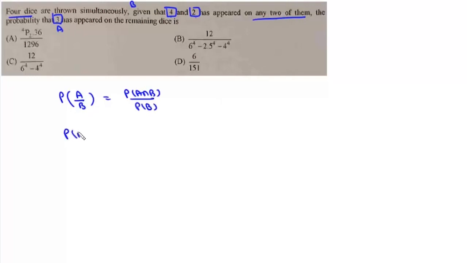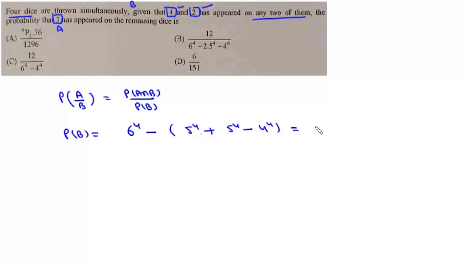Now first we'll calculate probability of B, and probability of B is actually the probability that when we have thrown 4 dice, then 4 and 2 have appeared in any two of them. Now we can solve this using inclusion exclusion. Now total number of ways is 6 to the power 4 minus all those cases in which at least one of them is missing. So if 4 is missing, then it'll be 5 to the power 4, and if 2 is missing, it'll be 5 to the power 4, minus the case when both of them are missing, because this case is included twice. So there'll be minus 4 to the power 4.